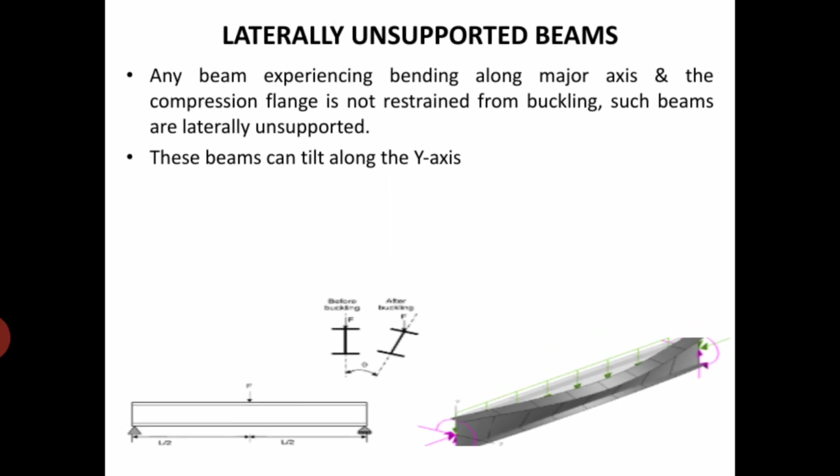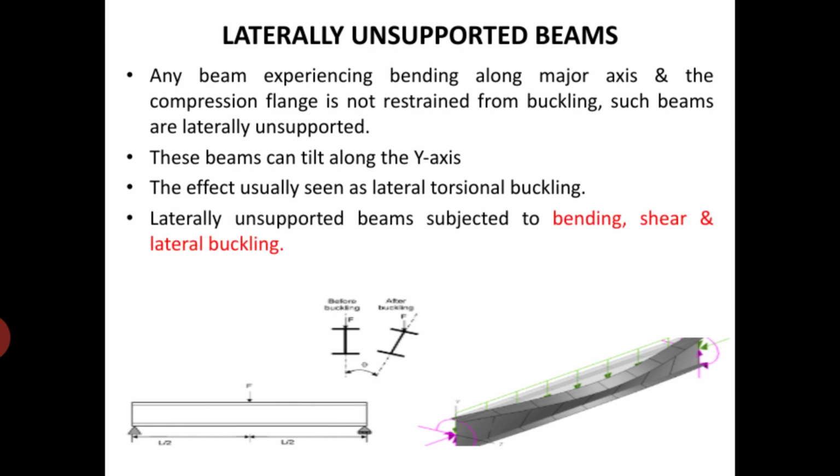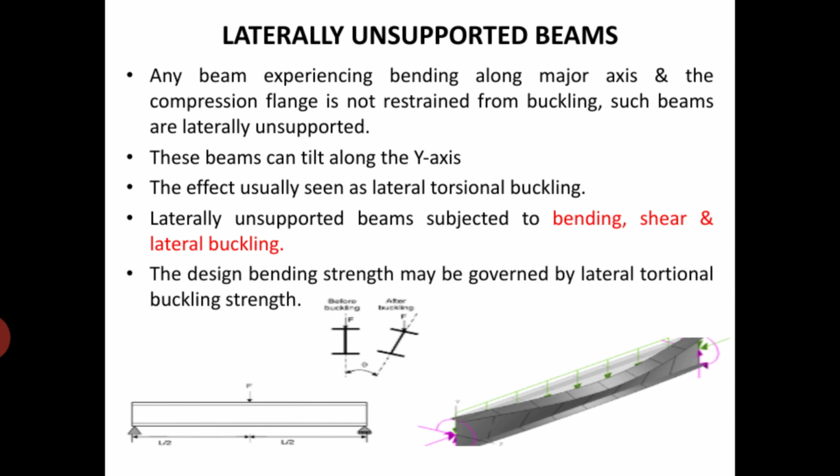Okay, so a beam can tilt along the y-axis, and the effect is usually seen as lateral torsional buckling. Laterally unsupported beams are subjected to bending, shear, and lateral buckling. The bending strength may be governed by lateral torsional buckling strength.